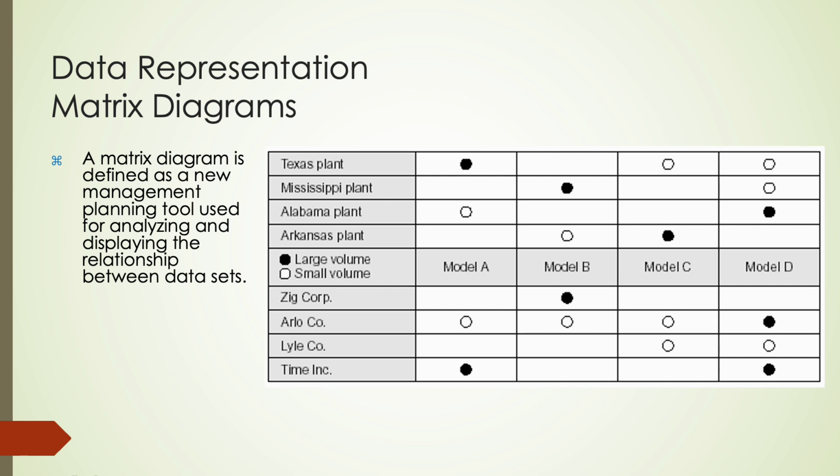A matrix diagram is a management planning tool used to analyze and display the relationship between data sets. It organizes information in a grid format, allowing you to easily identify correlations, dependencies, or gaps between different elements. This tool is particularly useful for decision-making and strategic planning, helping to visualize complex relationships in a structured way.